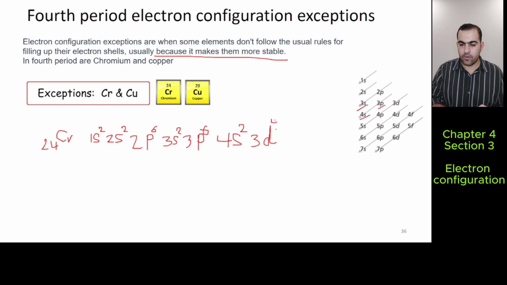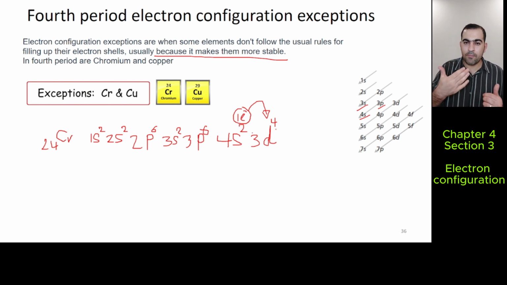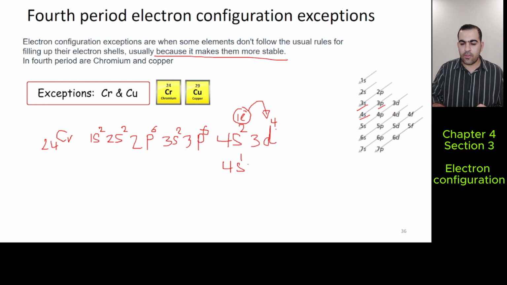I'm at 24. But chromium is an exception. How? One electron has transferred from 4s to 3d to make 3d half filled, 5, because d has 5 orbitals. Four of them contain an electron, one of them is empty, so that electron is going to be transferred there. So it's going to be 4s1 3d5.